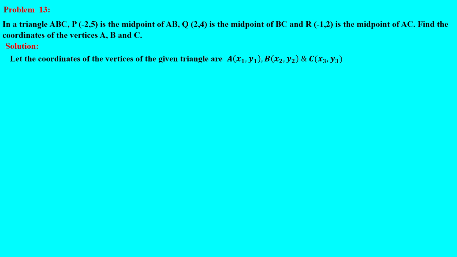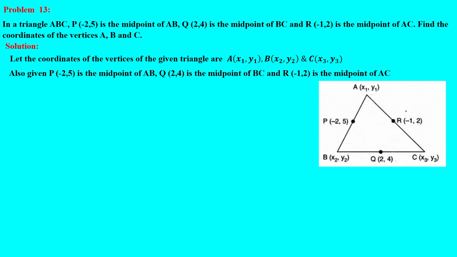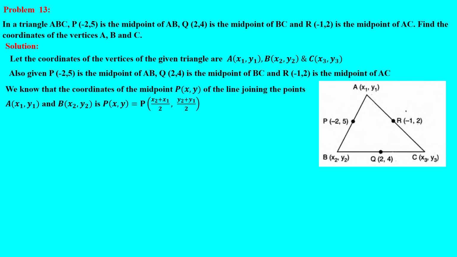So let the coordinates of the vertices of the given triangle be A(x1, y1), B(x2, y2), and C(x3, y3). Also given: P(-2, 5) is the midpoint of AB, Q(2, 4) is the midpoint of BC, and R(-1, 2) is the midpoint of AC. Right? This is the given diagram. We know that the coordinates of the midpoint P(x, y) of the line joining the points A(x1, y1) and B(x2, y2) is given by P(x, y) equal to ((x2 + x1)/2, (y2 + y1)/2).